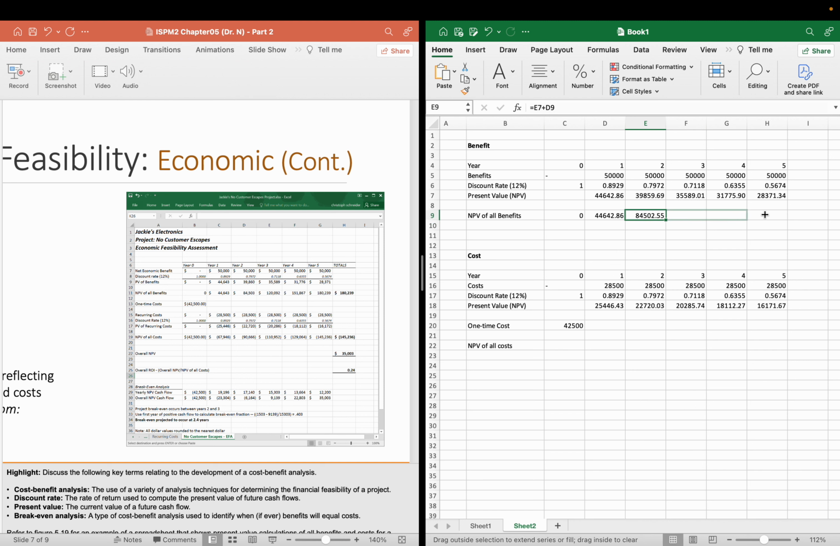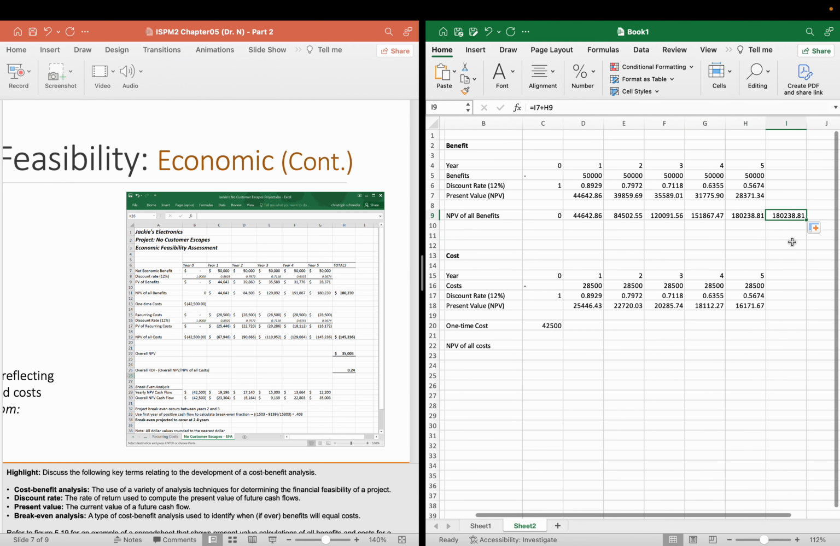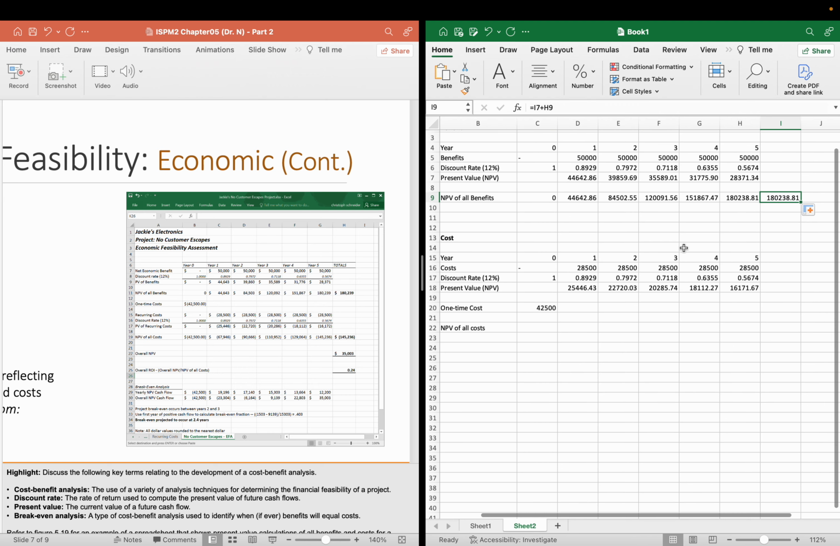We can just drag and drop it, and at the end we can see that the overall net present value of all benefits in the planning horizon of 5 years would be $180,000, almost a little bit more than $180,000. So this is the net present value of all benefits.